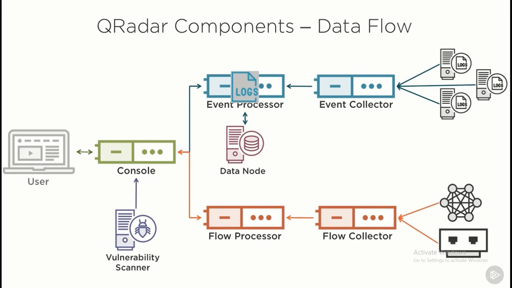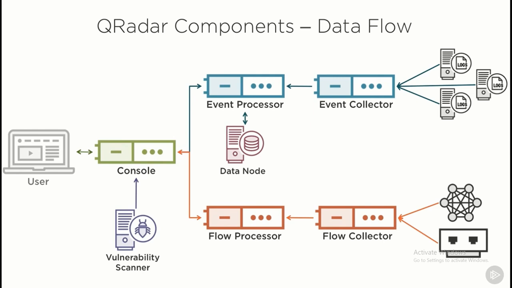Now let's take a look at the flow part. As you see, the flow collector is listening to the network traffic on a particular network. Every second, hundreds of flows are generated, which are collected by the flow collectors. The flow collectors normalize the flows and send them to the flow processor. The flow processor stores the flow locally and sends it to the console.